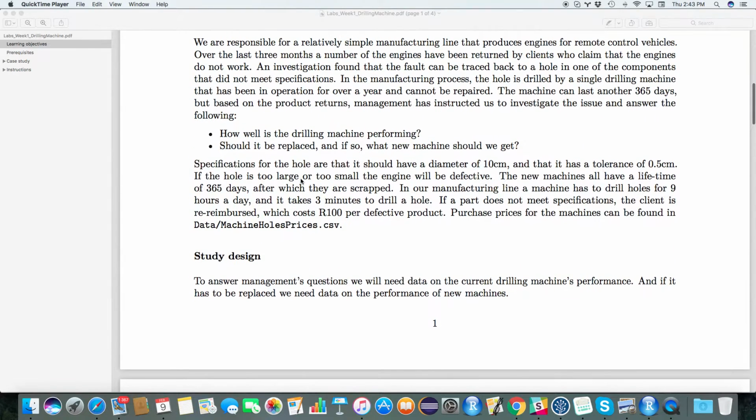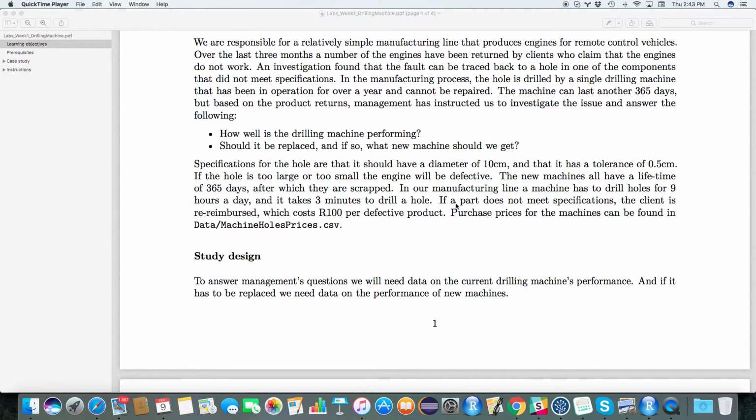price information for the different machines. And here above, we also have additional information where I say that the new machines all have a lifetime of 365 days, after which they have to be scrapped, and we're not getting any money when we scrap them. And in our manufacturing line, the machine has to drill holes for 9 hours a day, and it takes 3 minutes to drill a hole.